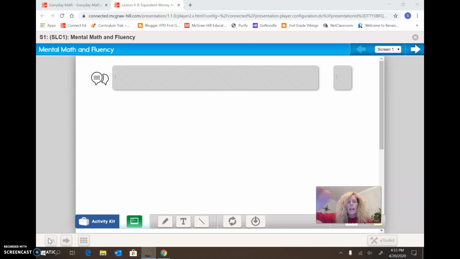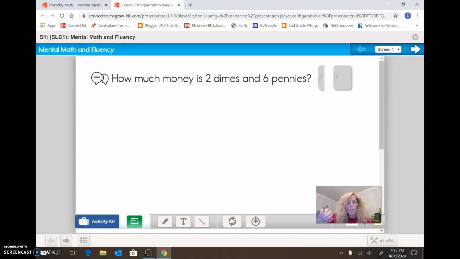Pretend you have a slate, write it out, and solve the problem. How much money is 2 dimes and 6 pennies? Did you get 26 cents? That's it. Notice how the cents sign is a small c with a straight line going vertically down the middle. It's on the right side of the last digit. All right, we'll move on to the second one.